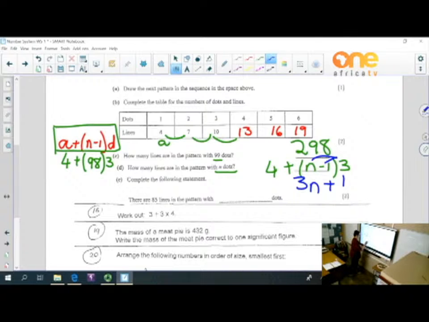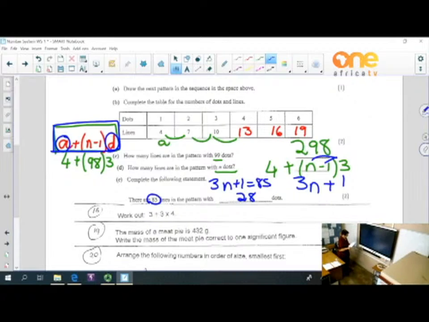And to find the last one, 85 lines. So now I can just equate this one to 85. So 3N plus 1 is equal to 85. And then I get that the number of dots is 28. Once you've got that formula, it's then very easy. Remember this one. Remember this for A is the first term, D is the common difference. It will help you a lot.